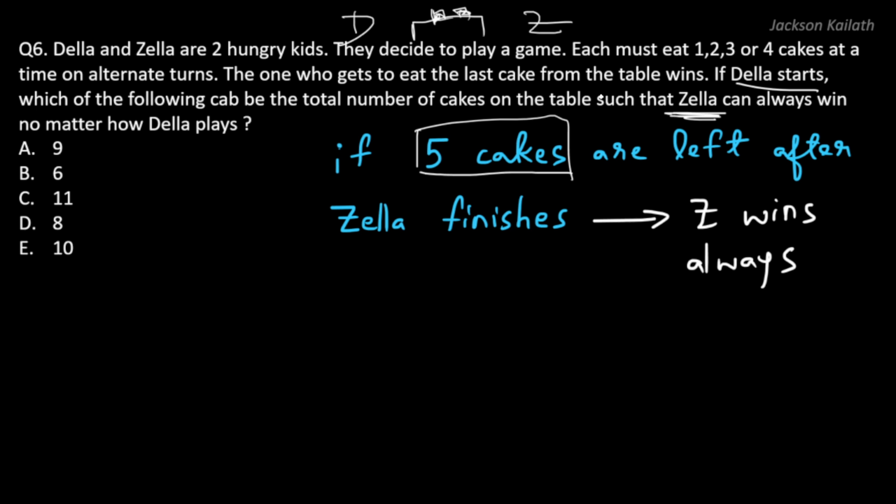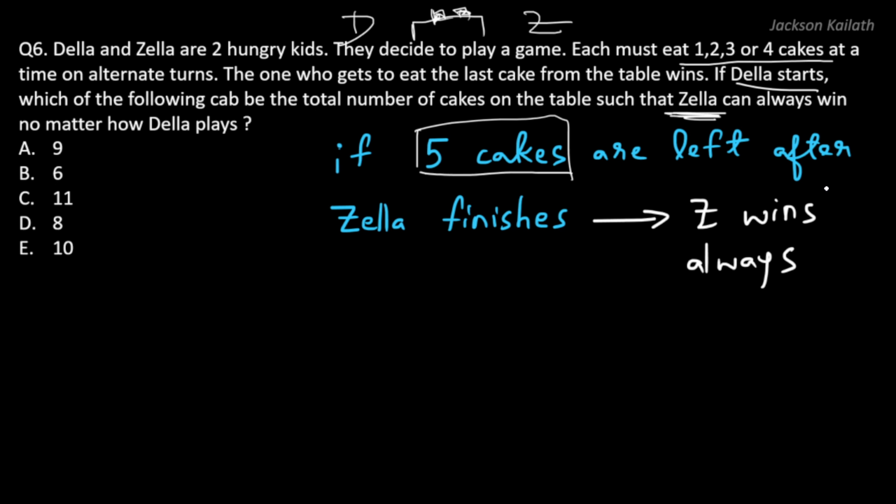If Della eats 1 cake, 4 cakes will be left and Zella can eat all the 4 because that's allowed in the game. If Della eats 2 cakes, 3 cakes will be left and Zella can eat all the 3. Similarly, if Della eats 3 cakes, 2 cakes will be left and Zella can eat all the 2. And the same goes for 4 cakes as well. If Della eats 4 cakes, Zella will eat the last cake and win. That's why if after Zella's turn 5 cakes are left, then Zella will always win. So this is an interesting observation which we will use to solve this question.